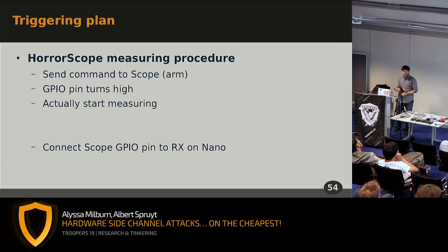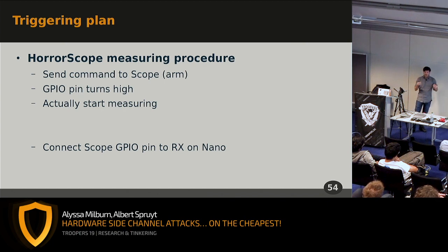So the triggering plan for the horoscope is something like this. First, the PC sends a command to the scope to ARM, to get ready for this measurement. Then a GPIO input pin hopefully turns high, and directly after that, the measurements will start. So what we're going to do is connect the scope GPIO input pin to the receive pin on the Nano. So when the Nano receives a command, we can trigger.